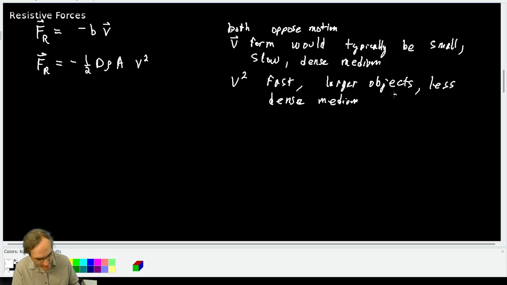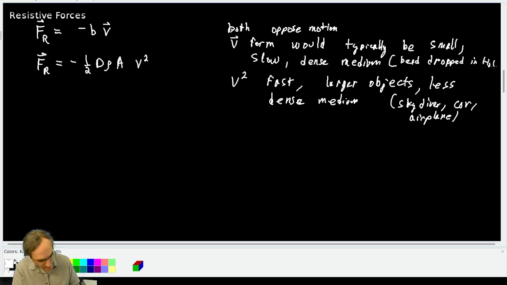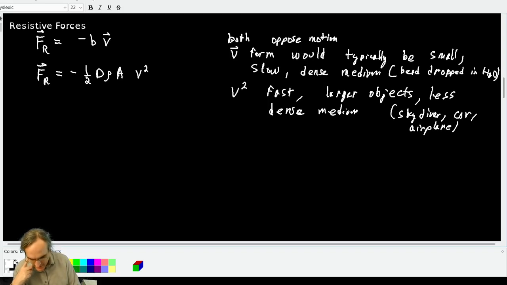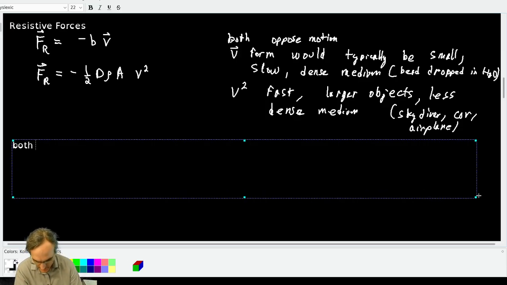This first one would be appropriate for something like a skydiver, a car, or an airplane. The second one would be more appropriate for something like a small bead dropped in water, H2O. Okay. They each have their uses, they each have things that we can say about them, and both of them depend on the cross-sectional area of the object.